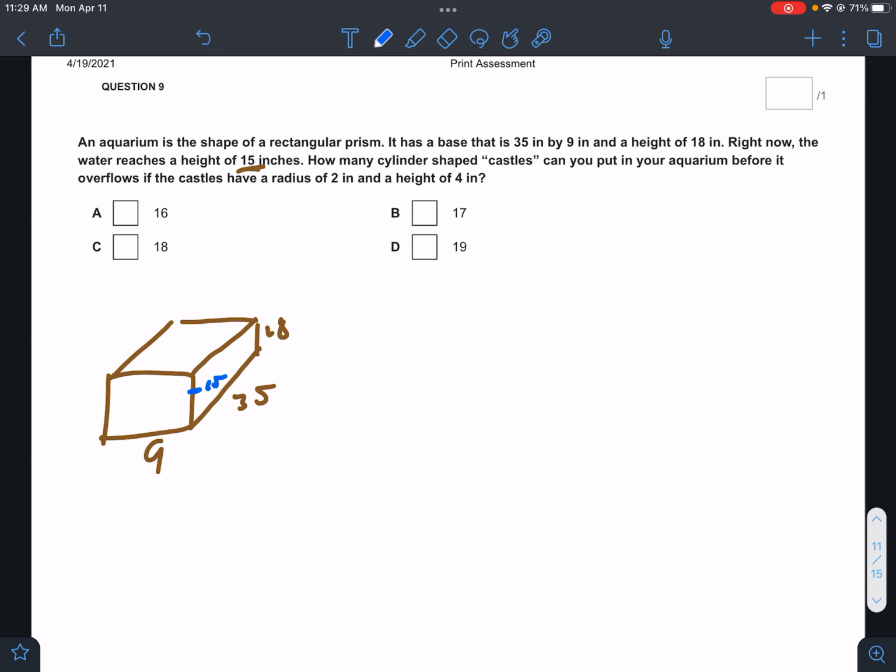How many cylinder-shaped castles can you put in your aquarium before it overflows if the castles have a radius of 2 and a height of 4?